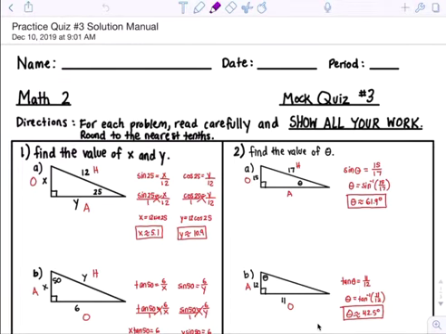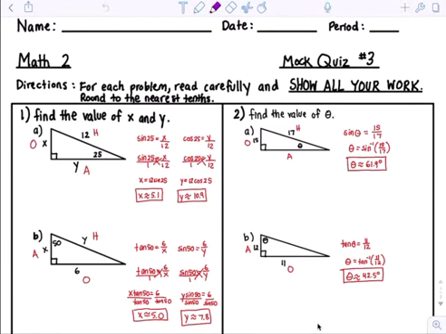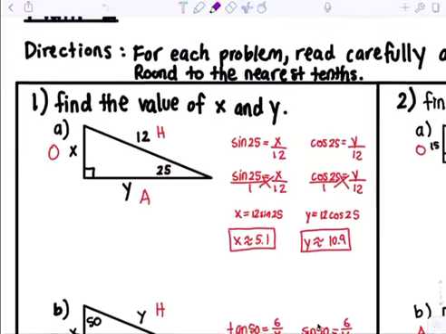Okay, here's mock quiz number 3 for math 2. So for number 1, you guys, first it's important to know that you have to take the opposite of the... here's this right triangle. Now, remember, we're in the perspective of this angle, which means that this x is opposite, this y is your adjacent, and this 12 is your guys' hypotenuse.